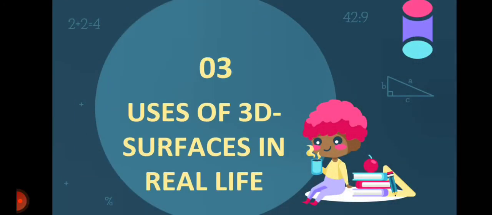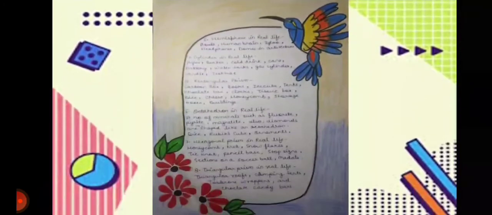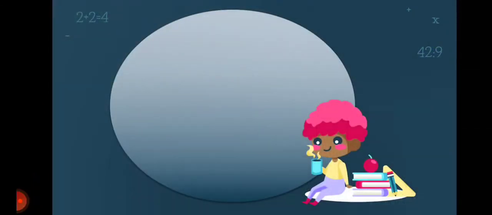Now the third one is the use of 3D surfaces in real life. Because math is a very interesting subject, and without correlating everything with our real life, we can't learn it. So here we are correlating it with real life. Cones, pyramids, everything we are correlating with real life, by which we can learn easily. Next, here we also have some more 3D shapes.